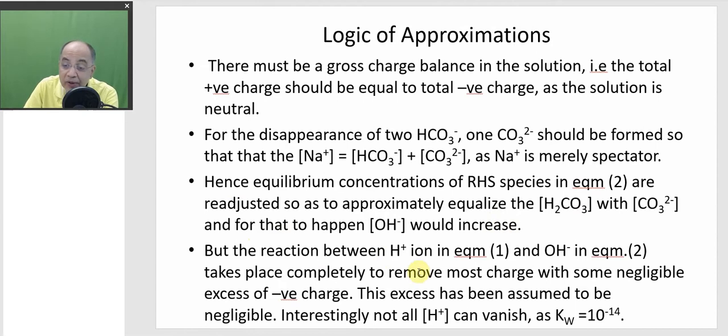But the reaction between H plus ion in equilibrium 1, that is acid dissociation, and OH minus in equilibrium 2, that is basic dissociation, takes place completely to remove most charge with some negligible excess of negative charge. This excess has been assumed to be negligible. And interestingly, not all H plus ion can vanish, because H plus and OH minus every time have to be equal to 10 to the power minus 14.